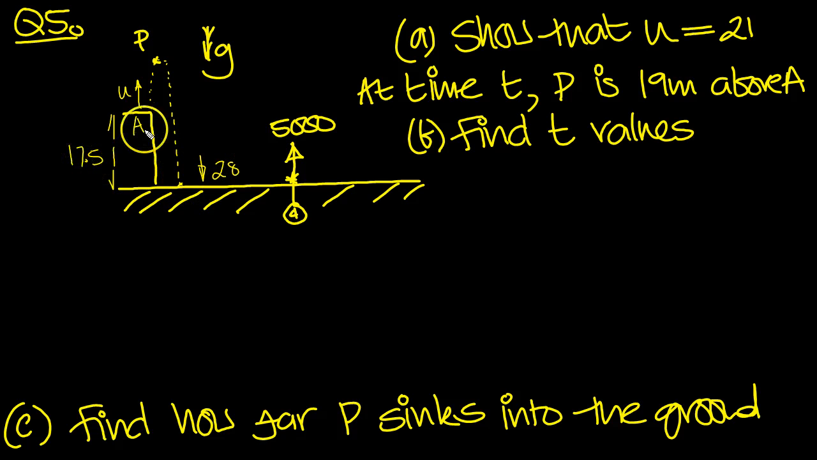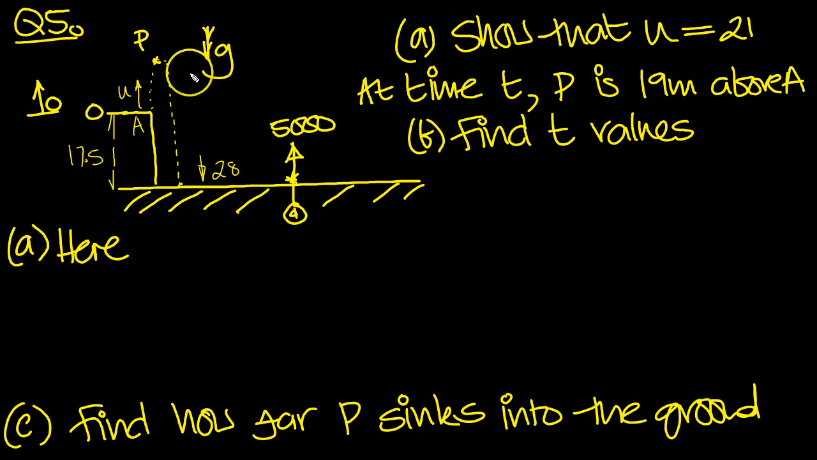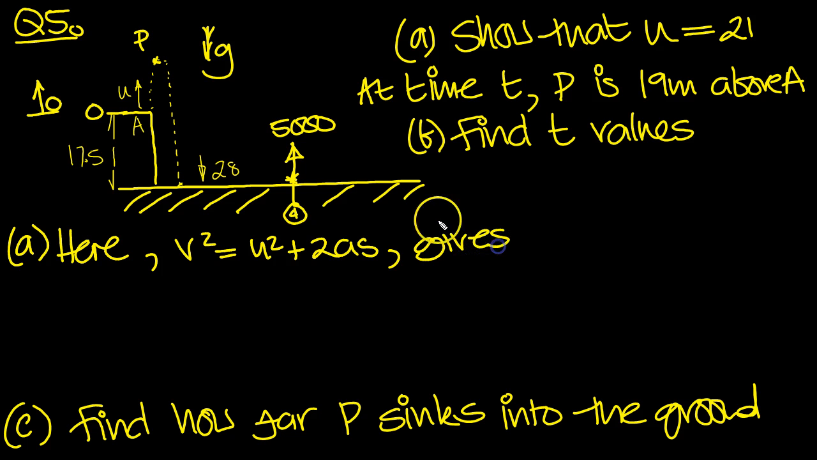And the ground here, if this were the origin, would be a distance of minus 17.5, wouldn't it, if we're going in the upwards direction as our frame of reference. So here we've got the distance, we know the acceleration, we know the final velocity, and we want to find the initial velocity. So v squared equals u squared plus 2as comes to mind here. Using this equation then, let's see what we get.